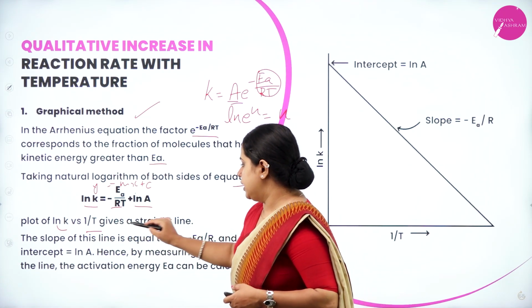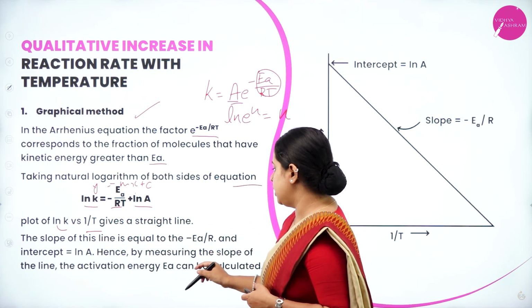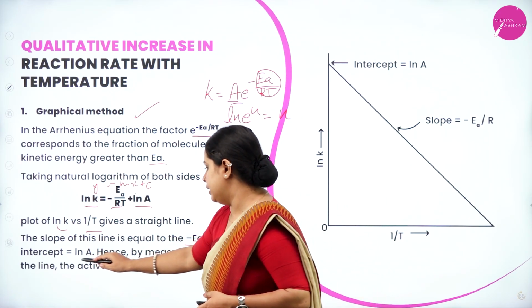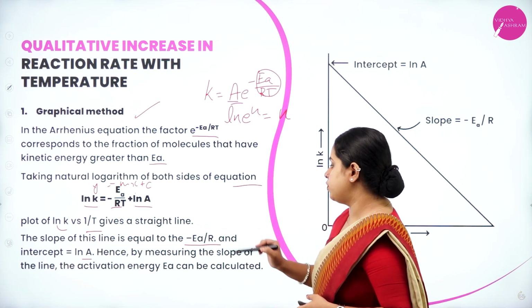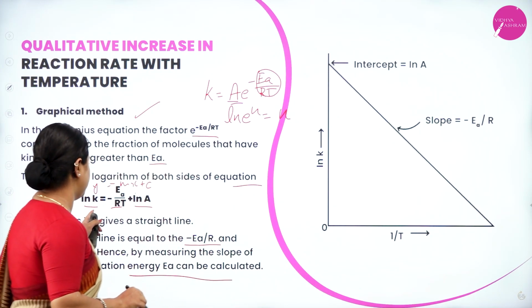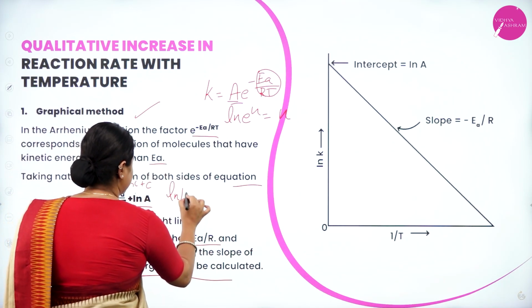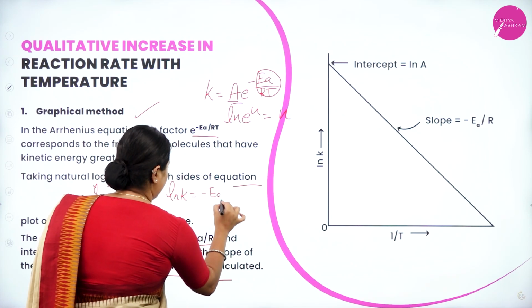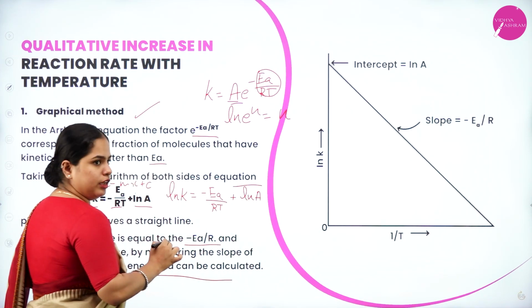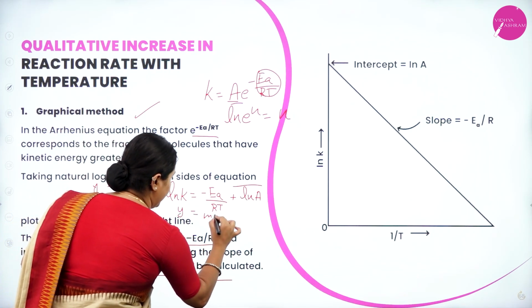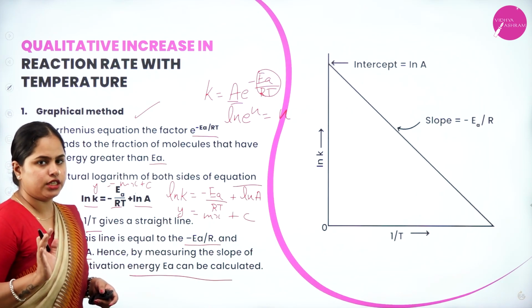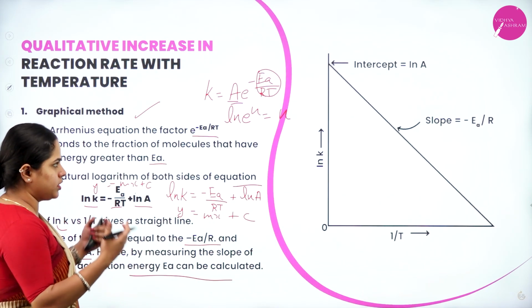Right, so it gives a straight line. The slope of this line is equal to the constant minus Ea by R and the intercept will be ln A. Hence, by measuring the slope of the line, the activation energy can be calculated. So from this particular equation, that is ln K is equal to minus Ea by RT plus ln A, if we are comparing it with y is equal to mx plus c, what is it that we are going to calculate? Ea, the activation energy, is the one we are going to calculate using the graphical method.